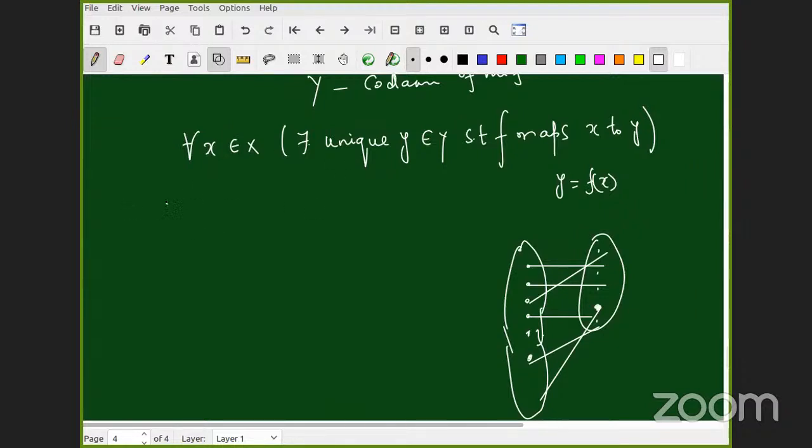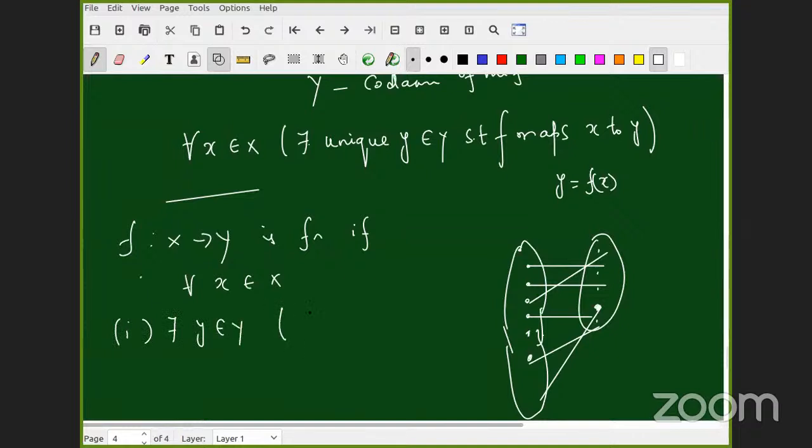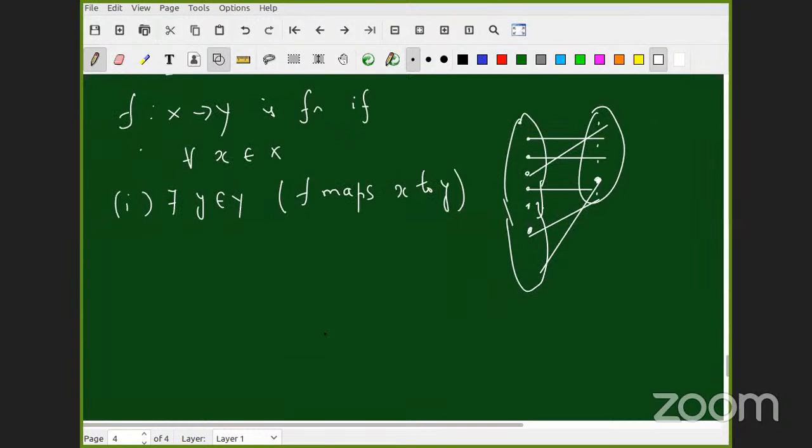So let's break it down and write. f from X to Y is a function if two conditions are satisfied. What is the first condition? For each x in X, there exists y in Y such that f maps x to y. The second condition is about uniqueness.